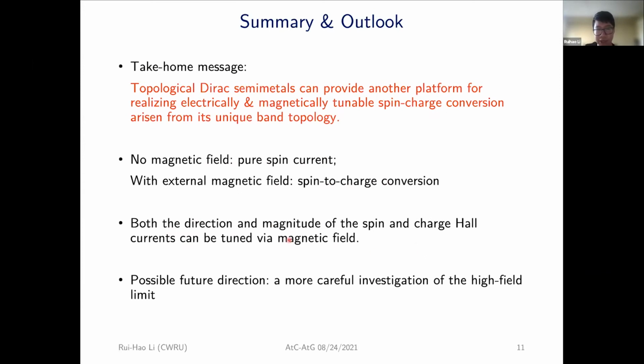And we find that both the direction and the magnitude of the spin and charge Hall currents can be tuned by this magnetic field orientation. One possible future direction is that so far what we did is confined to the low field limit, and a more careful investigation of the high field limit would be required in the future.